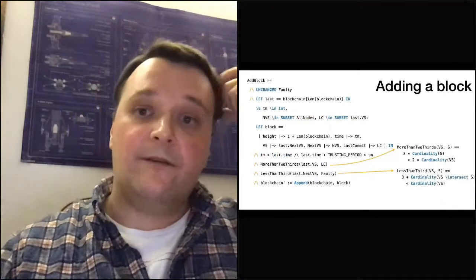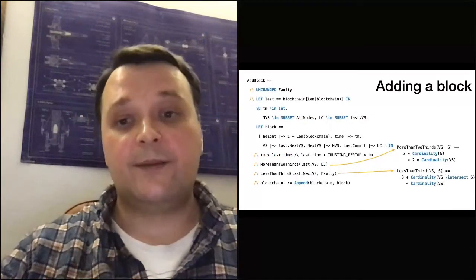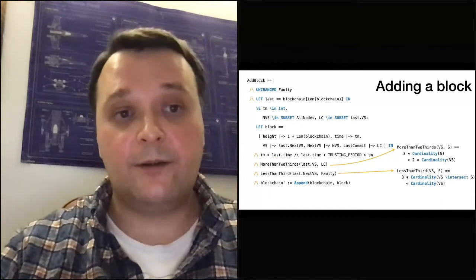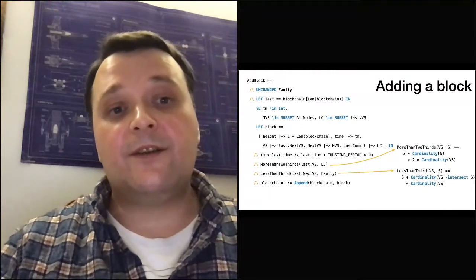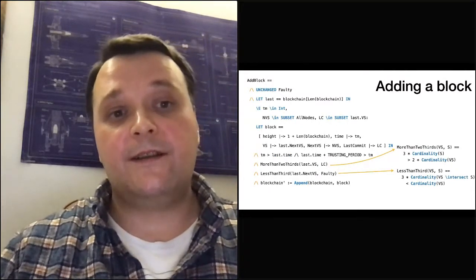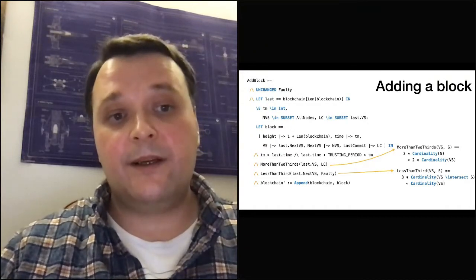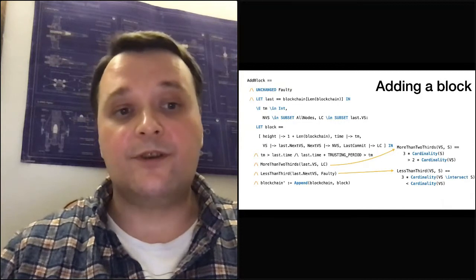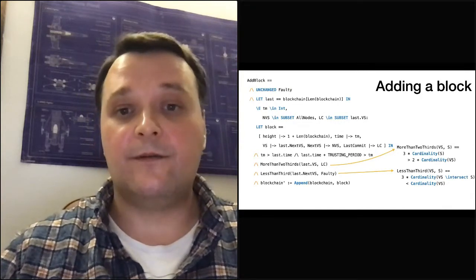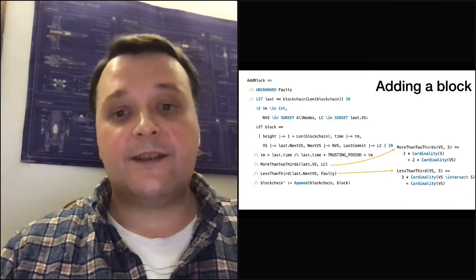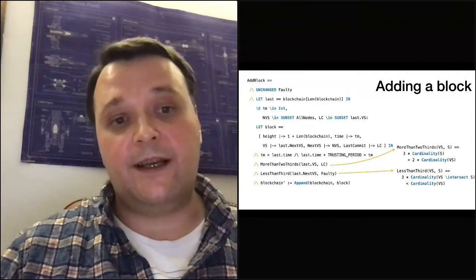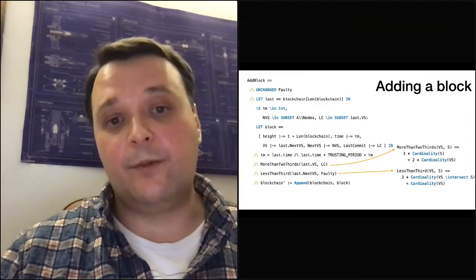Okay, so now we want to add a block. That's a bit complicated. You don't have to understand all of it, but there is not so much happening here. We just take the last block. We non-deterministically choose the next timestamp again. We non-deterministically choose the next validator set and the set of commits. And then we construct this block. We say that its height is 1 plus the length of the blockchain.